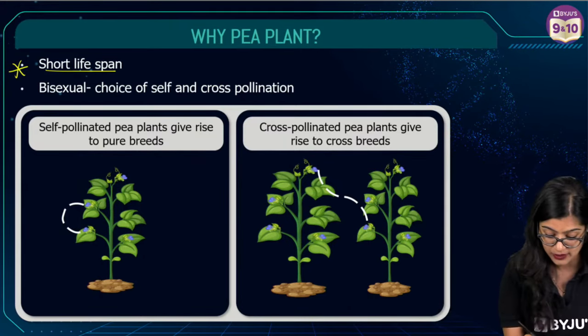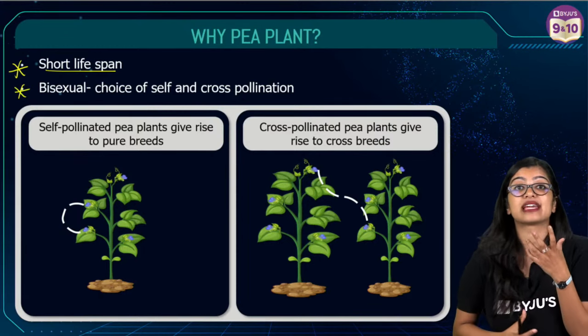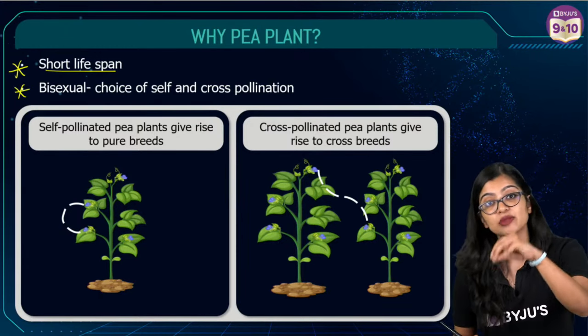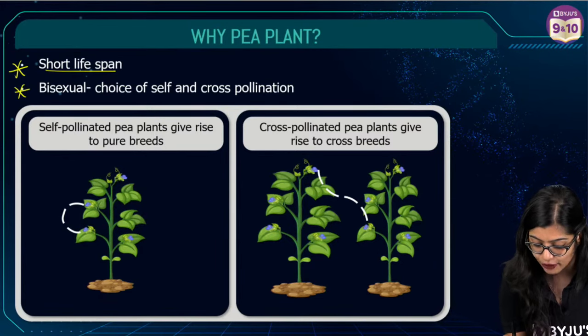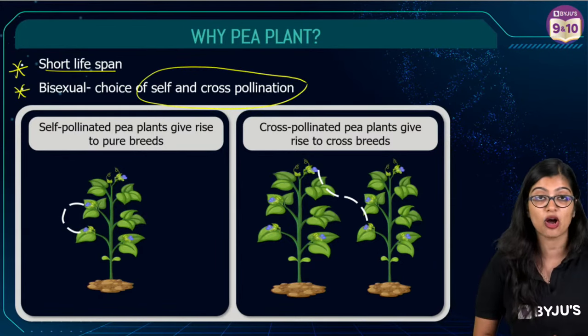Now, second, of course, we saw that it was a bisexual flower. That means it had both male and female reproductive parts on the same plant, right? And of course, here he saw that he could do self-pollination.